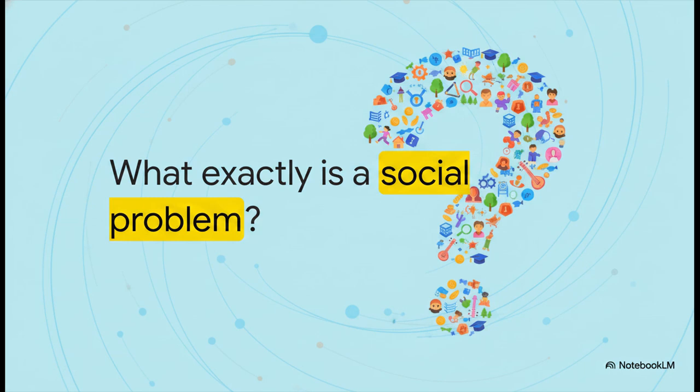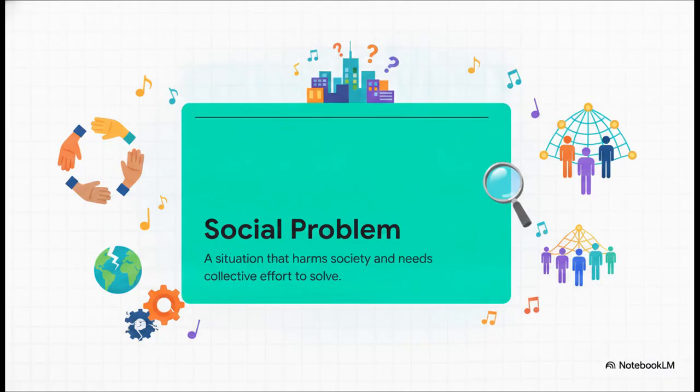Before we get to our examples, we need to answer a really basic question. What actually makes something a social problem? It's a phrase we hear all the time, right? But it has a very specific definition. Essentially, a social problem is a situation that harms the society as a whole, and it requires a collective effort to solve. That's the absolute core of our discussion today. We're not just talking about one individual's personal struggle. We're talking about situations with a massive impact, things that no single person can fix on their own.